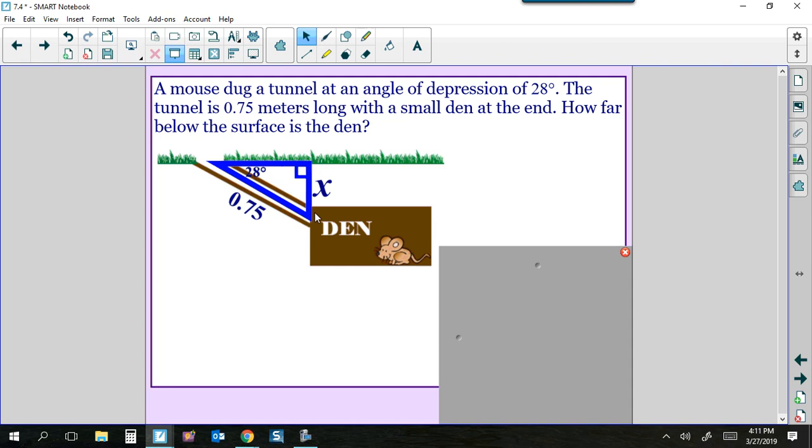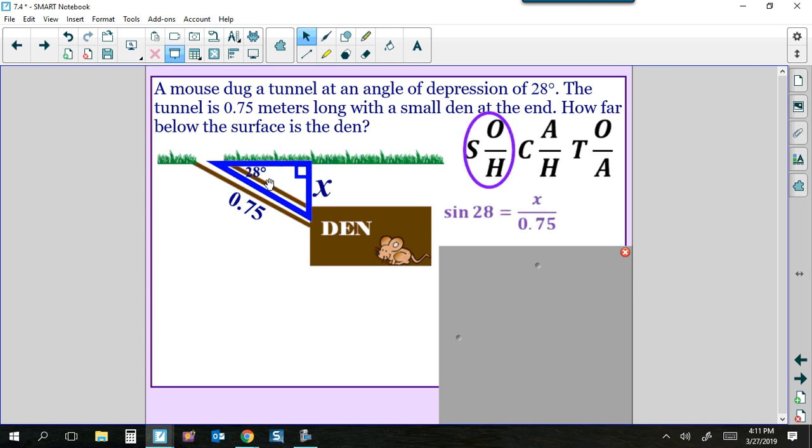And then it's asking for the depth. So this is the side you're looking for. So going through our thoughts, could I do Pythagorean theorem, trigonometry? Could I do special rights? Based on the information I have, this is going to be a trigonometry problem. From the 28 degrees, we would say that the side you're looking for, in this case x, is opposite, and the 0.75 is our hypotenuse, so the trig ratio we are going to pick is sine.